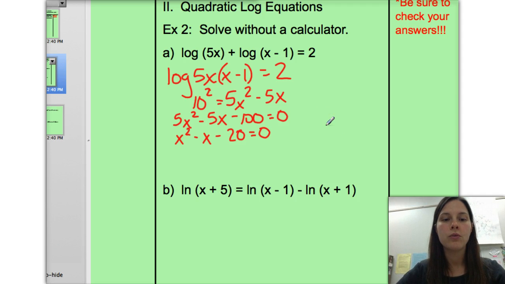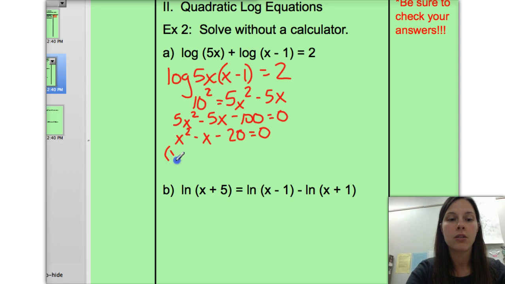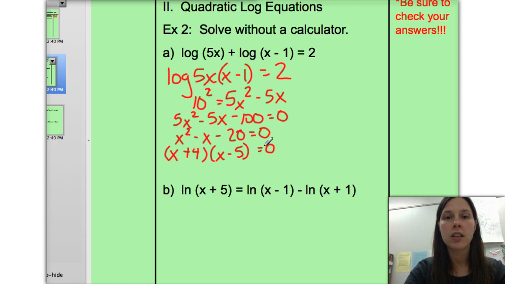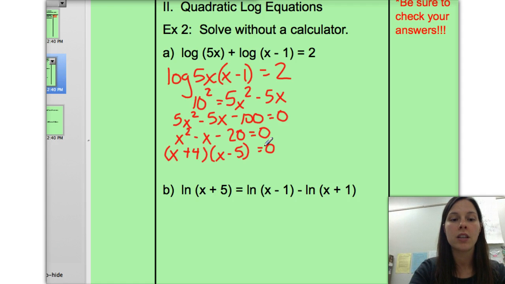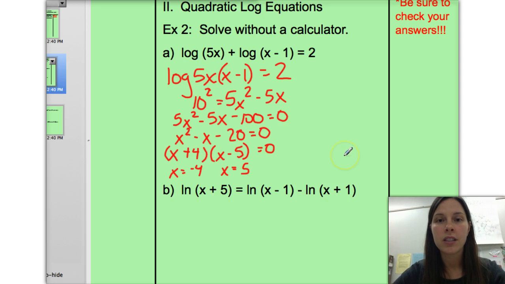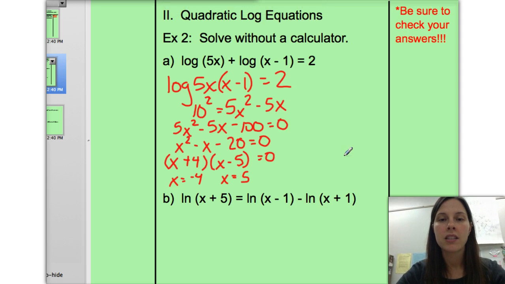Now I'm going to factor what multiplies to negative 20 and adds to negative 1, that middle coefficient, and those would be a positive 4 and a negative 5. Finally, using the zero product property, I'm going to set each binomial equal to 0 and solve, subtracting 4 from both sides and adding 5 to both sides. I have my two answers, either x equals negative 4 or x equals positive 5.